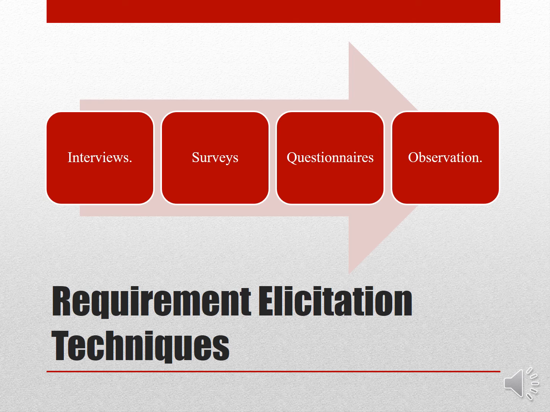Now let us move to a very important topic, that is the requirement elicitation techniques. Requirements elicitation is the process to find out the requirements for an intended software system by communicating with clients, end users, system users, and others who have a stake in the software system development. There are various ways to discover requirements. Some of them are: the first one is interviews, the second one is surveys, the third one is questionnaires, and the fourth one is observation.